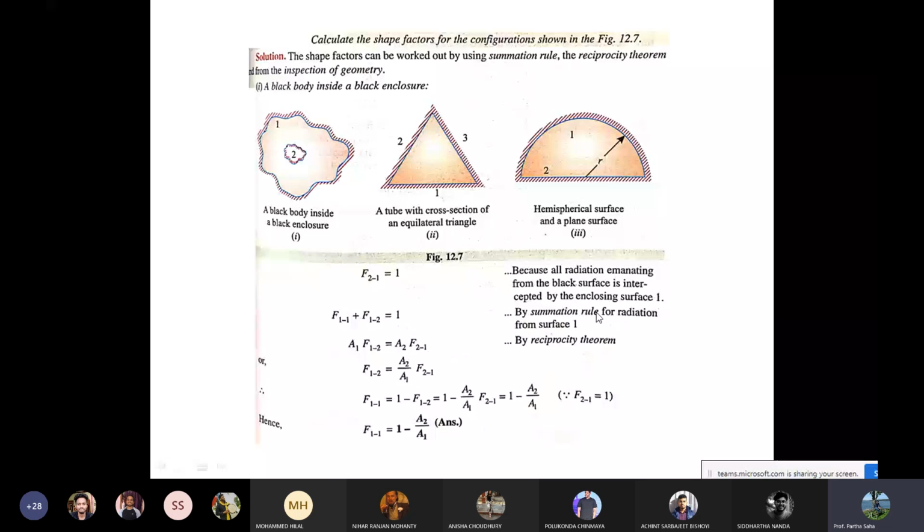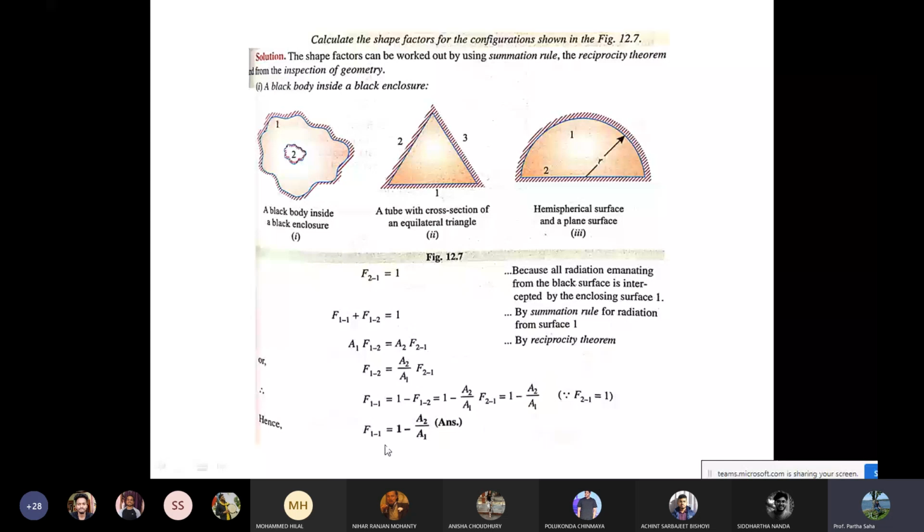for radiation from surface 1. But by reciprocity theorem, we know A1 F12 = A2 F21. So F12 will be A2 by A1 F21, and F11 will be 1 minus F12. This is from this equation. And then F12 has already been given by this formula. But F21, we have already seen, because whatever radiation coming from this surface will be completely intercepted by 1. So F21 is 1. So finally F11 becomes 1 minus A2 by A1. So if you know A2 by A1, you can calculate F11, right? So you see this is the formula for this body.